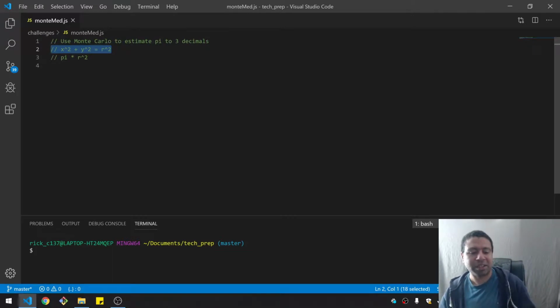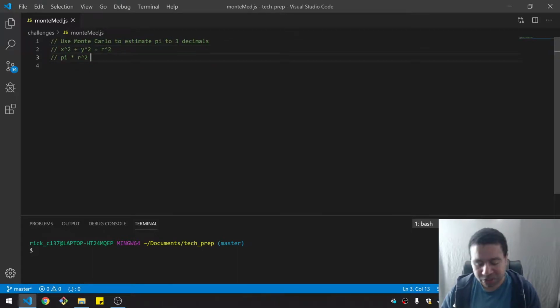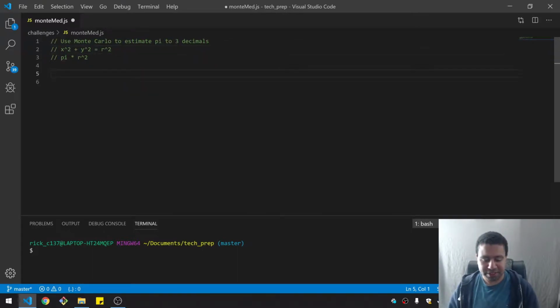We have some equations here where we are told that the area of a circle is pi times r squared. That's a useful equation. And also this understanding of the Pythagorean theorem. Anyway, let's tackle this one and figure out how to do this.